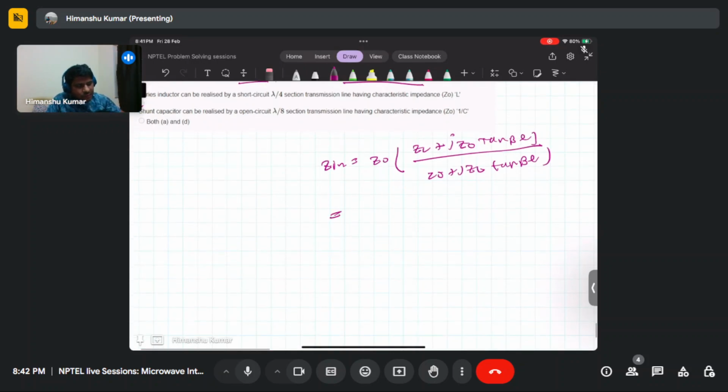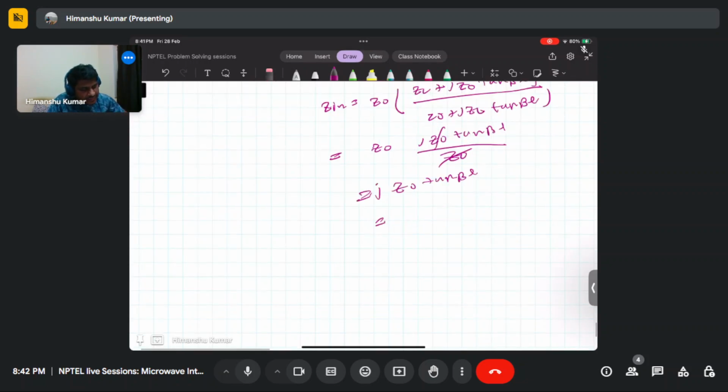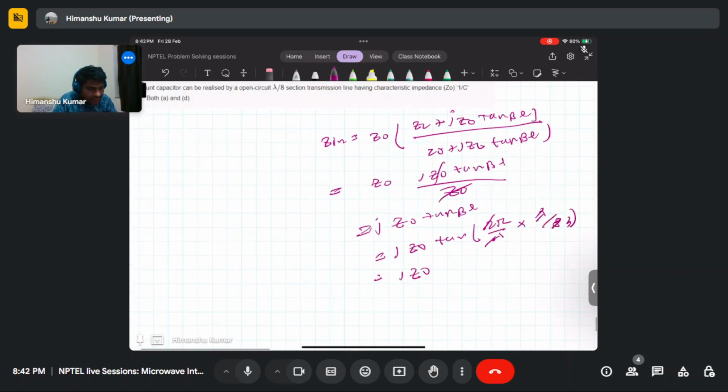Then basically if you put ZL equals 0, it becomes Z naught times j times tan(beta L) divided by Z naught, so j times Z naught tan(beta L). You are using lambda by 8 length, so beta is 2 pi by lambda times lambda by 8, which gives pi by 4, and tan of pi by 4 is 1. So it becomes j times Z naught, right?